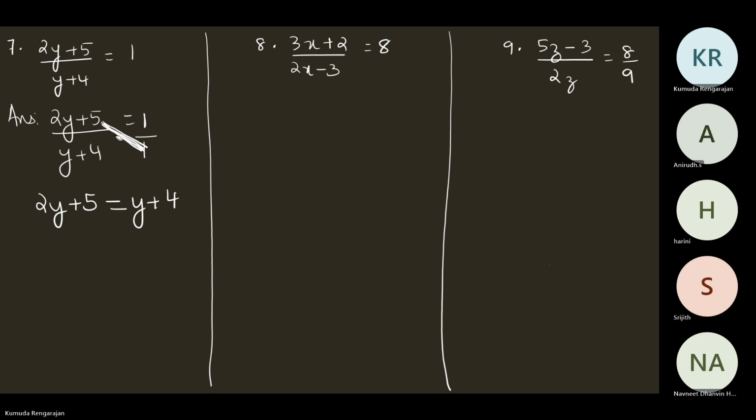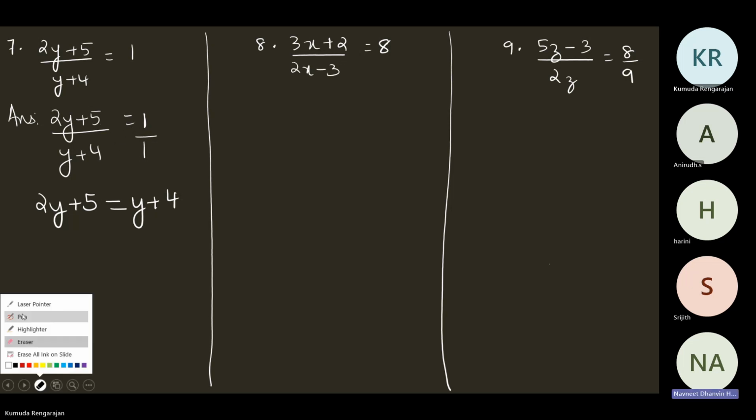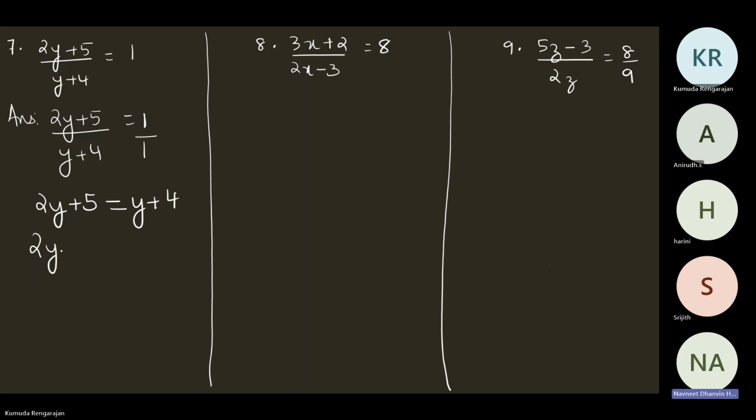Then 2y minus y is equal to minus 5 plus 4. y is equal to minus 1. Ma'am, but when we do 2 into minus 1, we'll get minus 1 only, ma'am. So we can prove that the answer is correct like that. Or when you substitute y as minus 1, you're saying? Yeah, we can prove it.